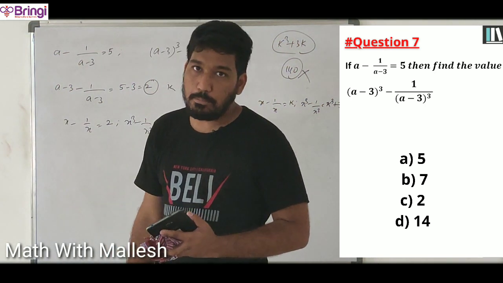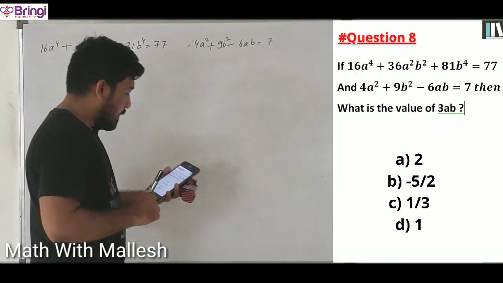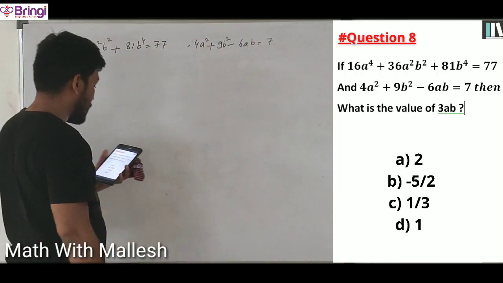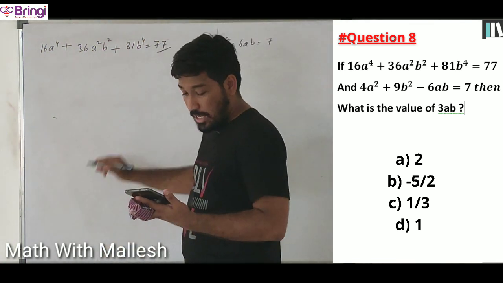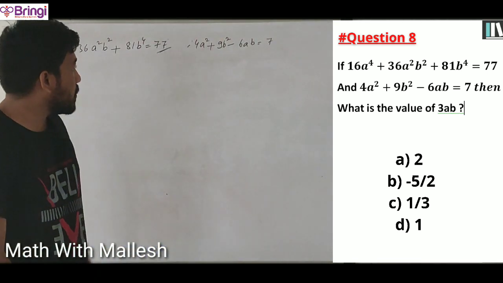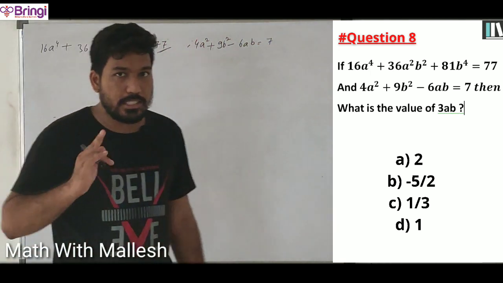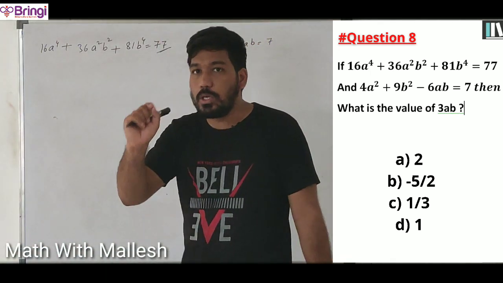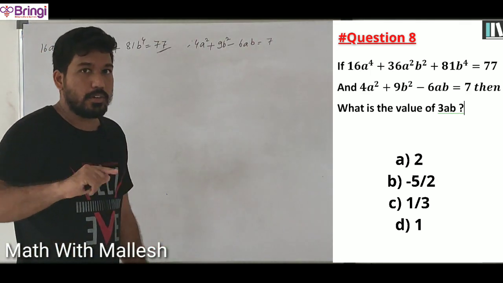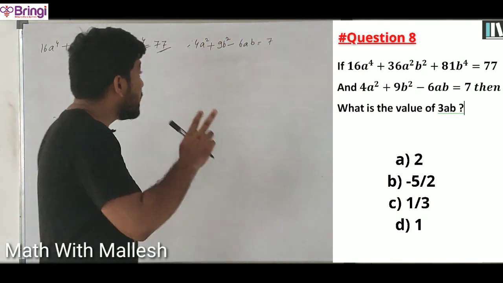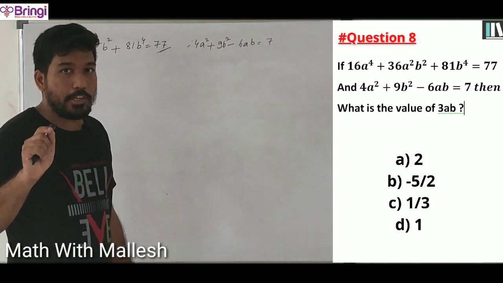So moving on to question number 8. 16a power 4 plus 36a square b square plus 81b power 4 is equal to 77, and 4a square plus 9b square minus 6ab is equal to 7. And this is a newly introduced model, and it is very, very important. Definitely for the next SSC CGL exam, these kinds of questions are going to appear in your examination.